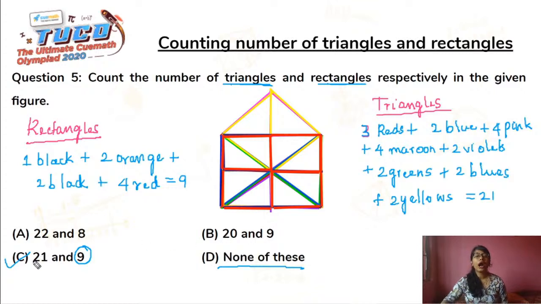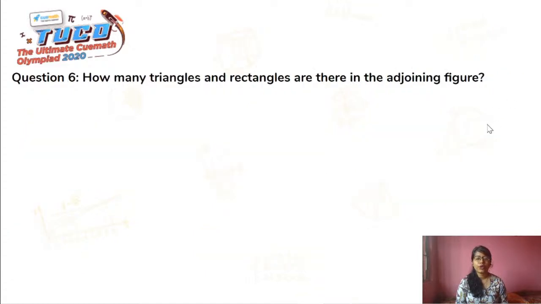And also, how did I decide on counting the number of triangles first? Because I saw that the number of triangles is different in all 3 options. So that would actually help me to understand which option would be the most appropriate option for this question. But since there is a none of these, I would recommend all of you to go ahead and check the rectangles as well. I hope that's clear to all of you. With this, let's proceed with our next question.